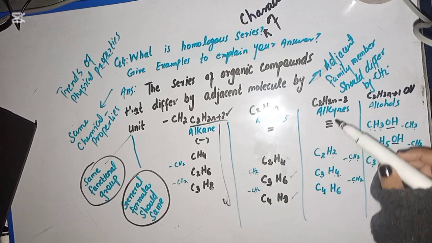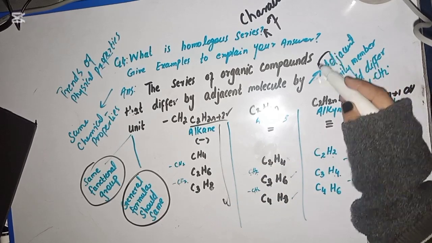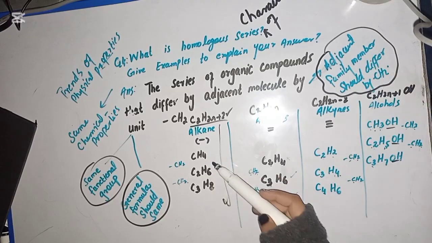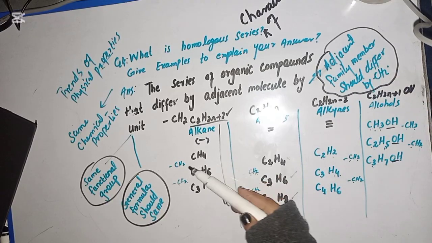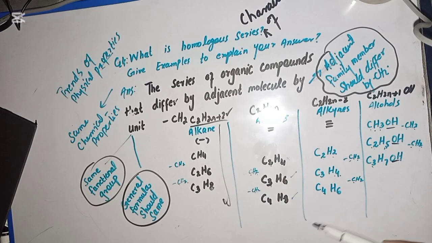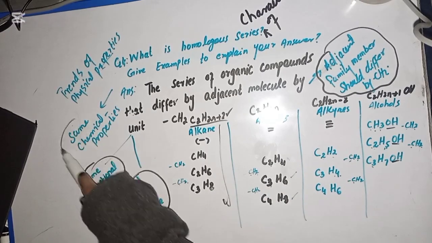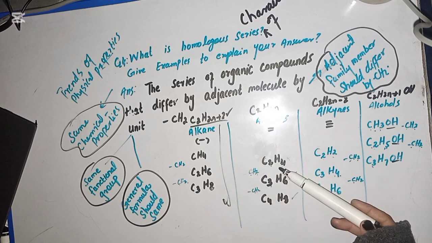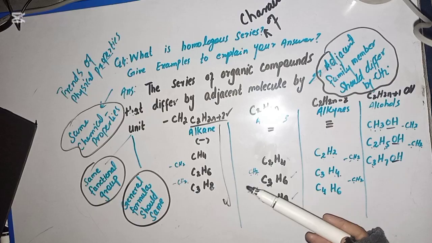Now the third characteristic: adjacent family members should differ by CH2. As we have already done, adjacent family members differ from the previous one by the unit of CH2 in all the cases. The fourth, same chemical properties. As we know, all contain carbon and the electronic configuration of carbon is the same in all cases. So in a homologous series, the chemical properties are similar if they contain similar kinds of atoms.